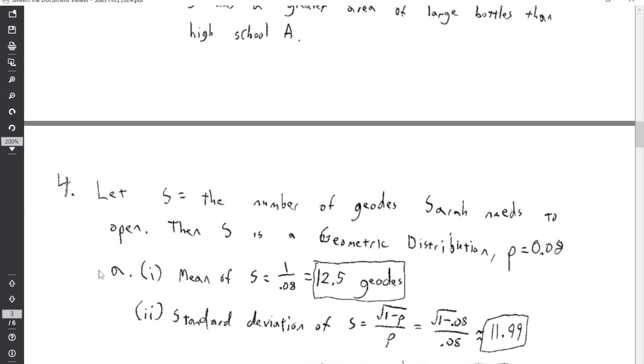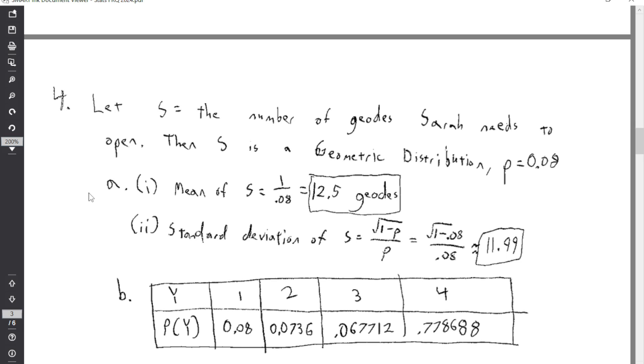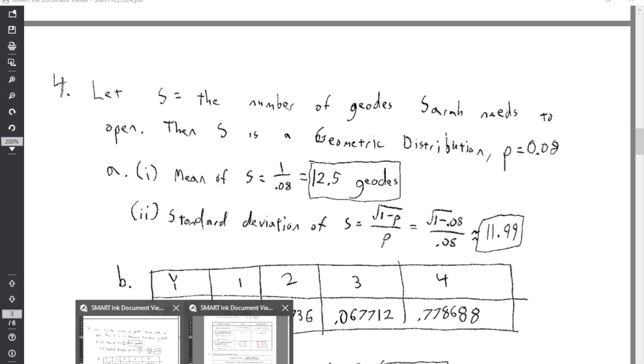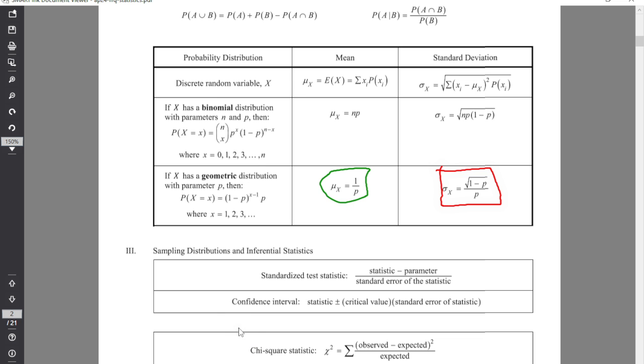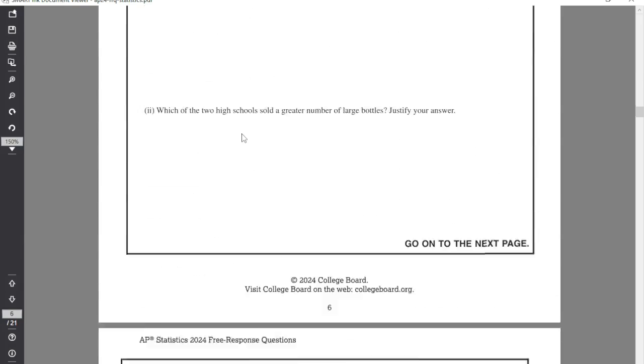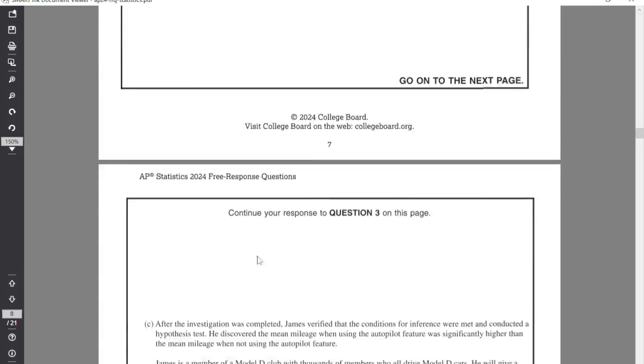Then in part B, this is what the filled out table should look like. So that's your probability of 3 and probability of 4. To get the probability of 3, that probability of 3 only happens when the third one that we open is a geode.